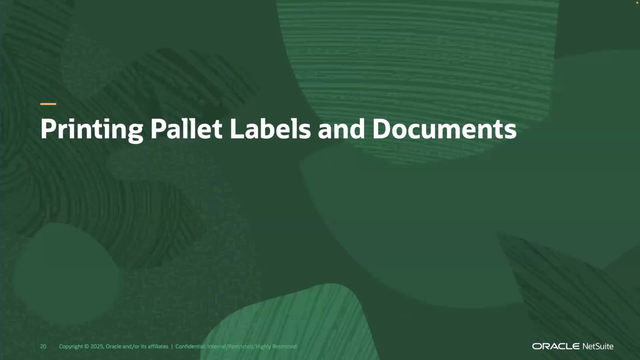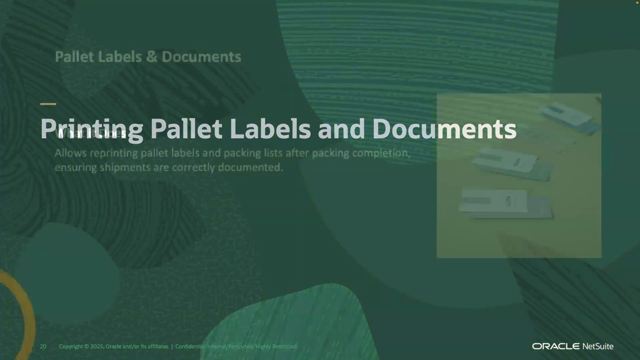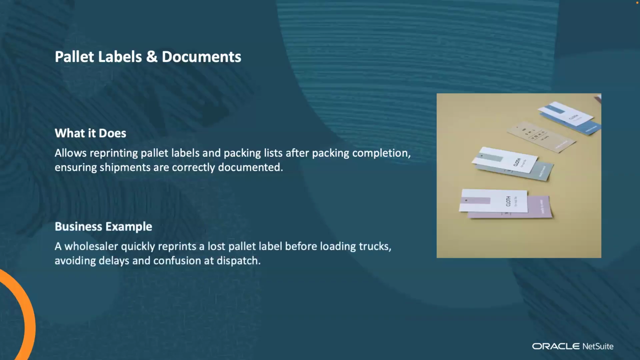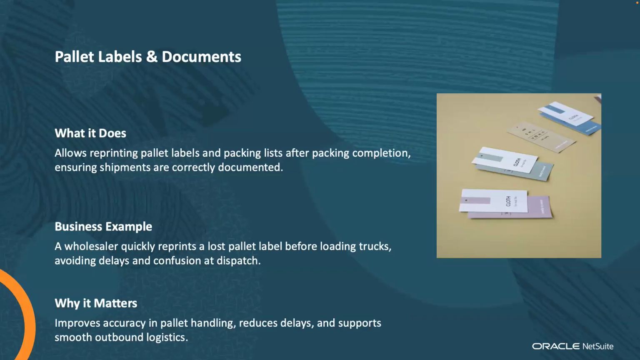Let's pick up where we left off with pallet handling. We know things can get hectic at the dock. Labels go missing, packing lists get misplaced. In this release, Ship Central gives you the ability to reprint pallet labels and packing lists even after packing is complete. A wholesaler, for instance, can quickly reprint a lost label before trucks are loaded, avoiding delays and confusion. This is all about keeping shipments accurate and moving smoothly.